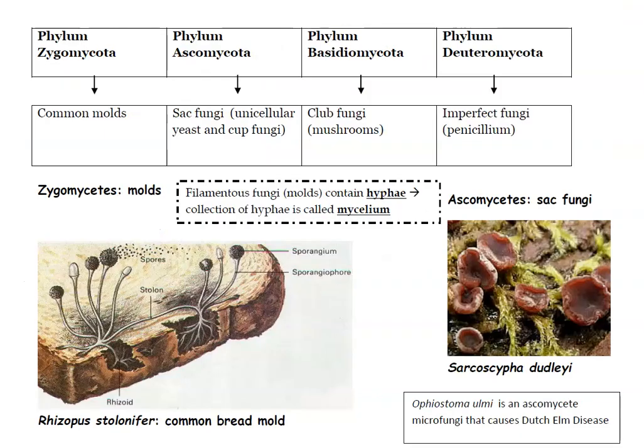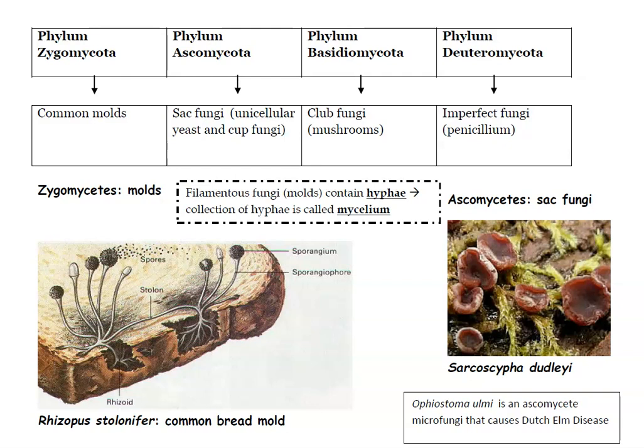There are 4 phyla of fungi that you need to know. First is phylum Zygomycota. These are the common molds. Phylum Ascomycota are sac fungi, including unicellular yeast and cup fungi. Phylum Basidiomycota are club fungi, like your typical mushrooms. And phylum Deuteromycota are your imperfect fungi, which kind of don't match the other 3 groups. An example is Penicillium.